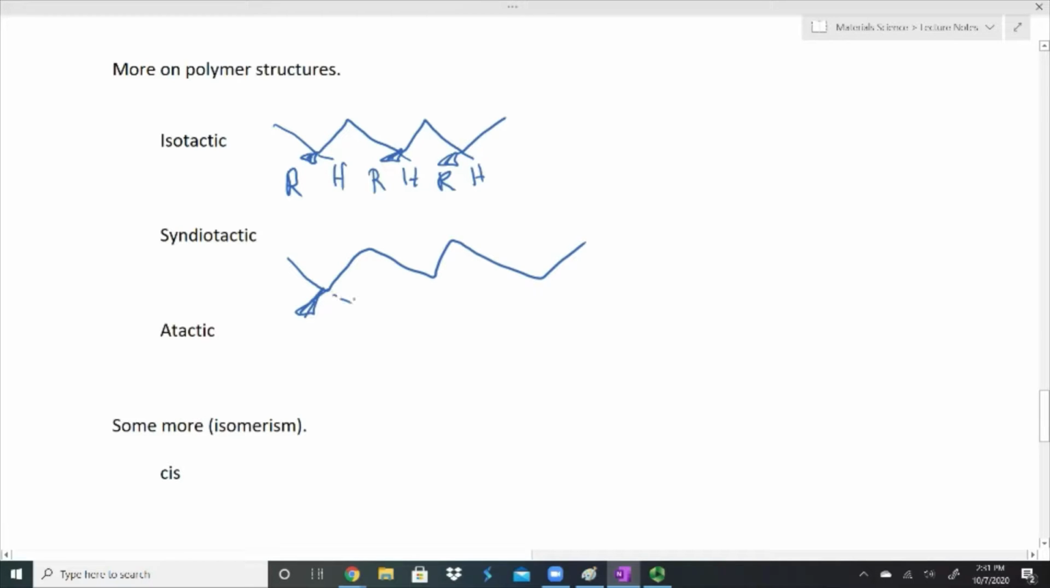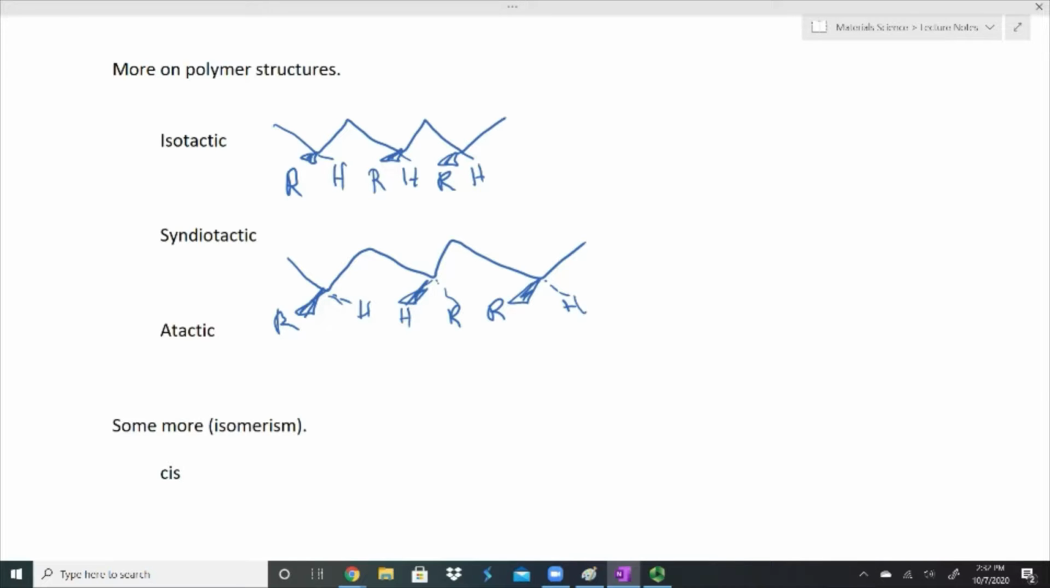Syndiotactic, again, I'm going to have something coming in and something coming out on each one of these. But in this case, they're going to flip-flop. I'm going to have an R and an H, and then on this one, it's an H, then an R. R, then H, then H, then R. So if I'm walking down this, I see my R on my right and an H on the left. I take a step to my next one, and it's flip-flopped. It's now an H and an R, and then it's an R and an H.